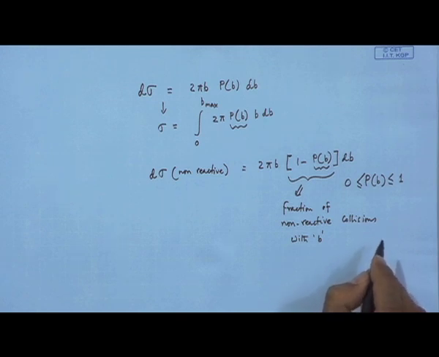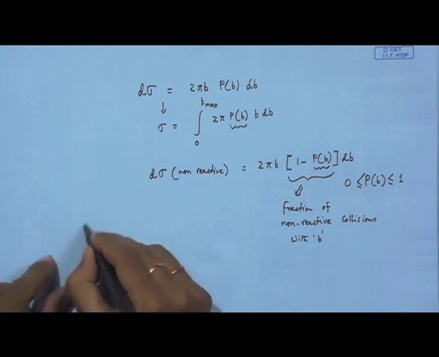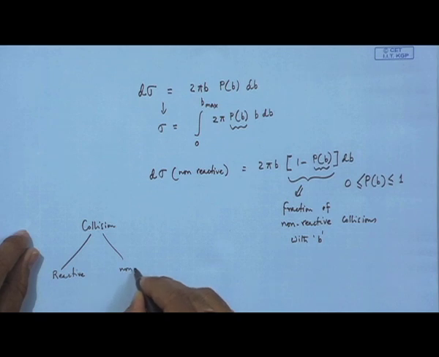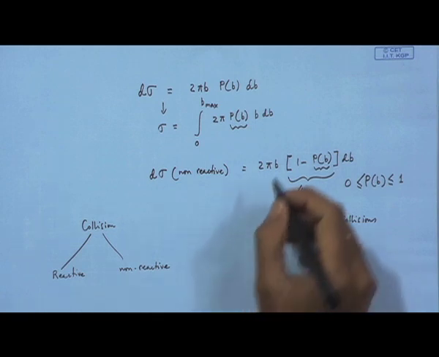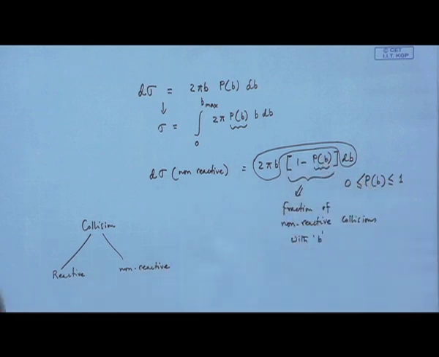We have to remember one point: while we are partitioning the cross section into reactive and non-reactive collisions, we note that we have to partition in such a way that the sum of the cross sections will always be the total, 2 pi b db, irrespective of whatever it is.